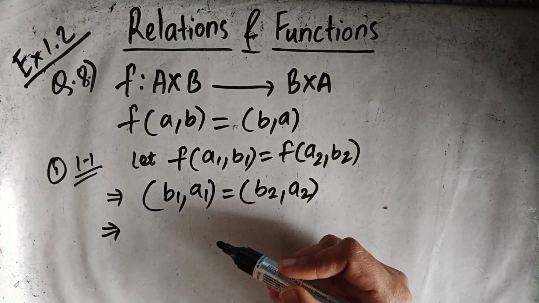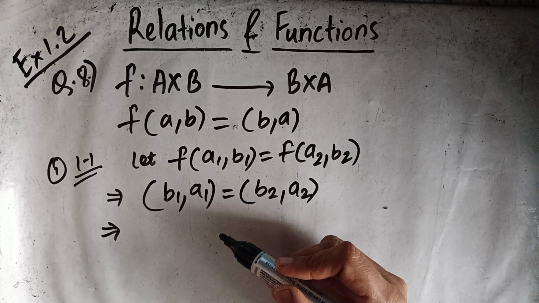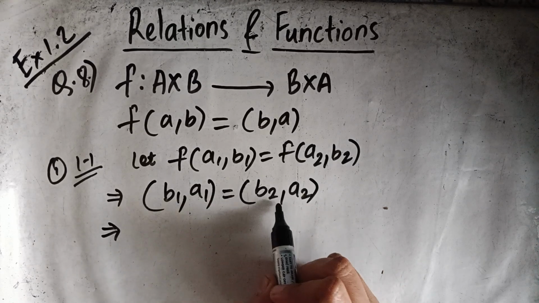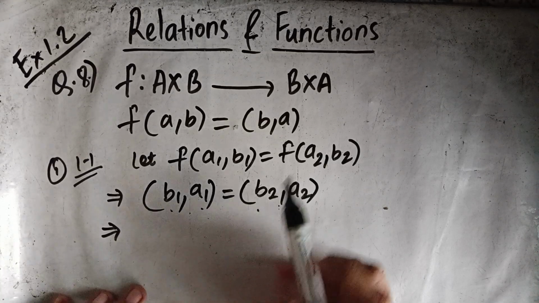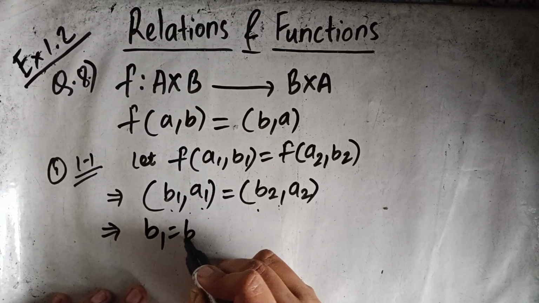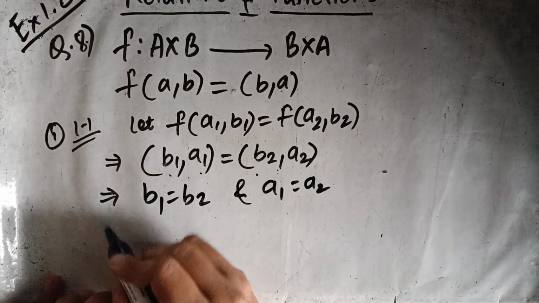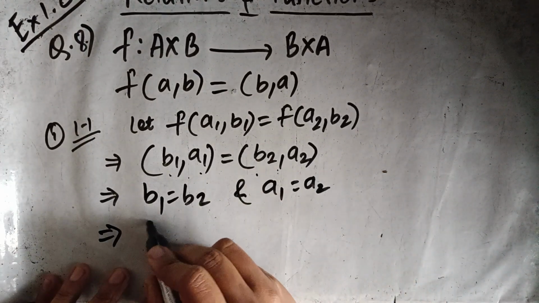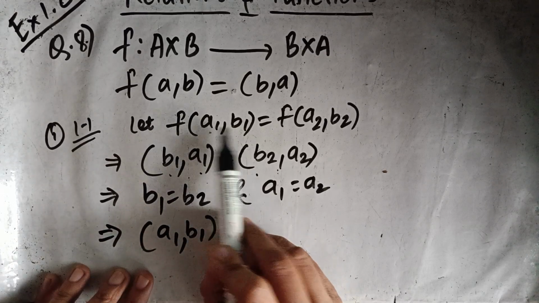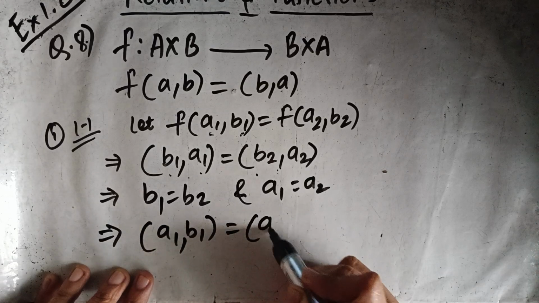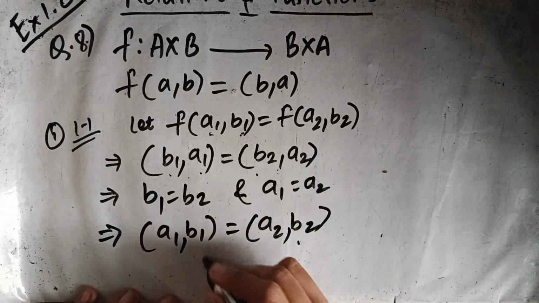So using the property of Cartesian products, that if two ordered pairs are equal, the x elements are equal and the y elements are equal, right? B1 is equal to B2 and A1 is equal to A2. Okay, so we can write this as (a1, b1), that is our x1, is equal to (a2, b2), that is our x2. So this is one-one.